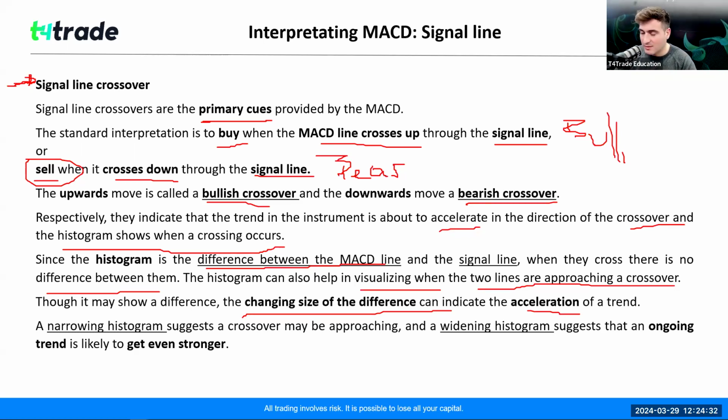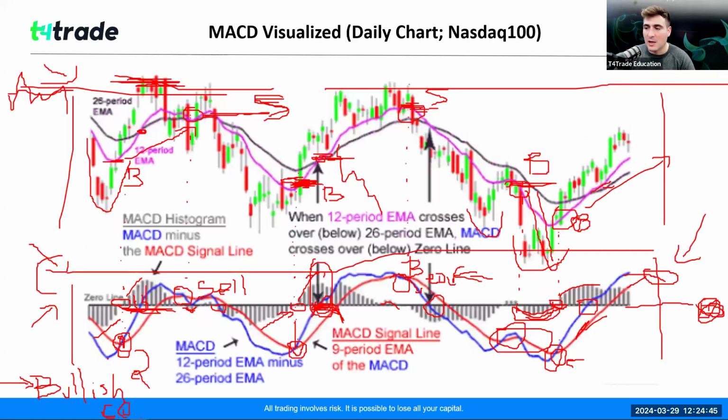A narrowing histogram suggests that a crossover may be approaching, so a shifting trend, and a widening histogram suggests that an ongoing trend is likely to get even stronger. Also remember that the longer the histogram bars are above the 0 level, the more confidence you have that the trend is going to continue moving to higher ground.